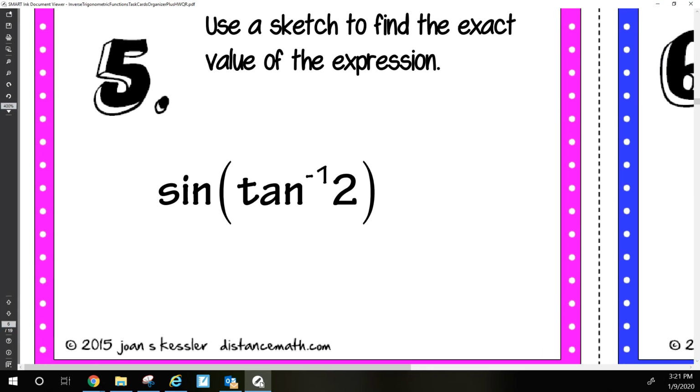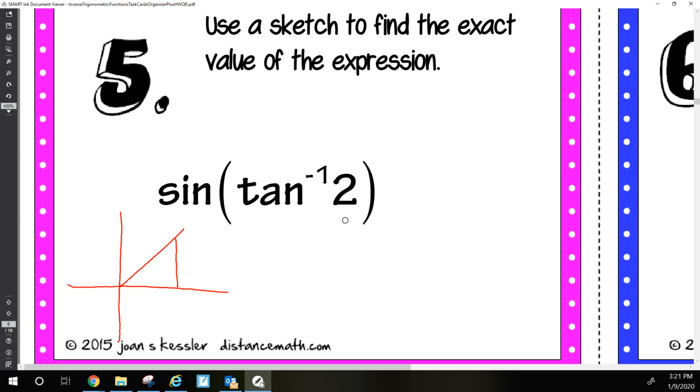Here is number 5. We want to find sine of tan inverse of 2. Well, I don't know anywhere where the tangent is 2 on the unit circle, so I'm going to have to think about this as a triangle, because it probably doesn't have a hypotenuse of 1. In other words, it's not on the unit circle.